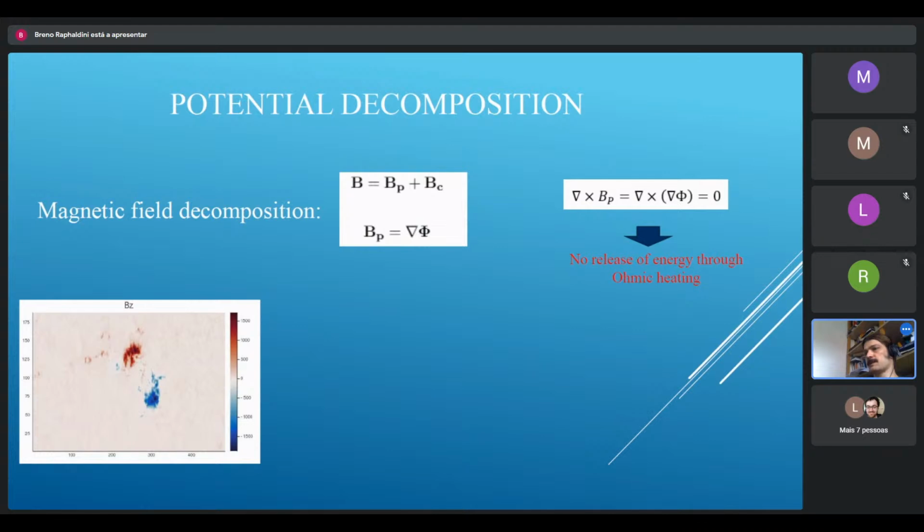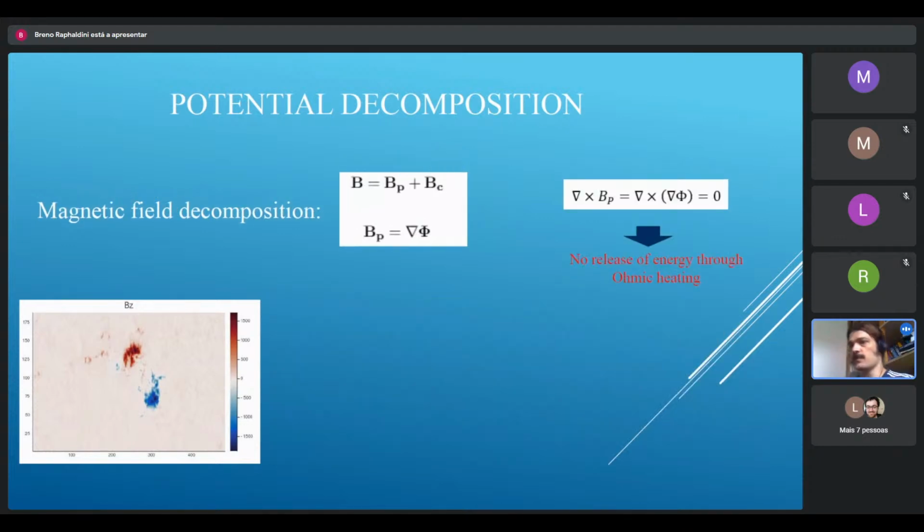And what's the relevance of this? The potential magnetic field doesn't have current associated, and therefore there's no ohmic heating associated with the potential part of the magnetic field. So in events such as solar flares, there's intense dissipation of the field because magnetic reconnection is taking place to release energy in this process. Therefore, the important component of the magnetic field must be the current carrying one.